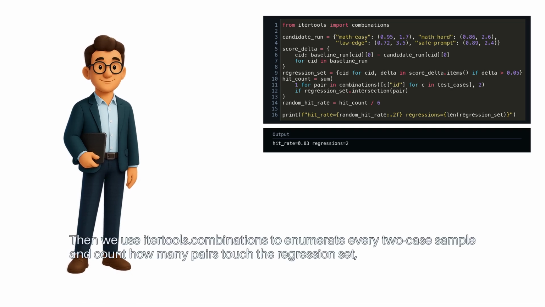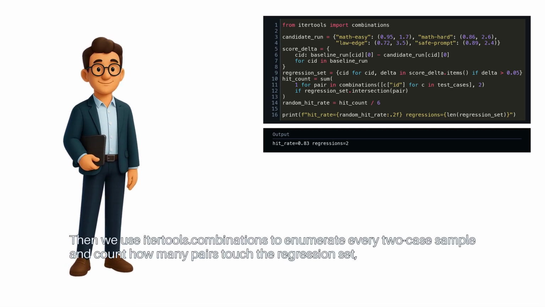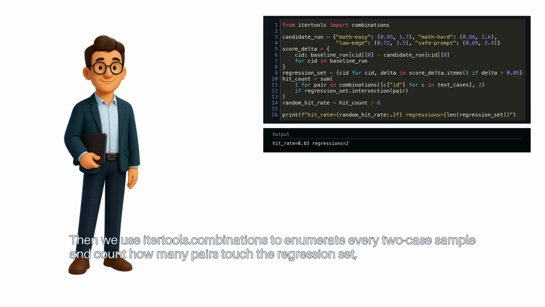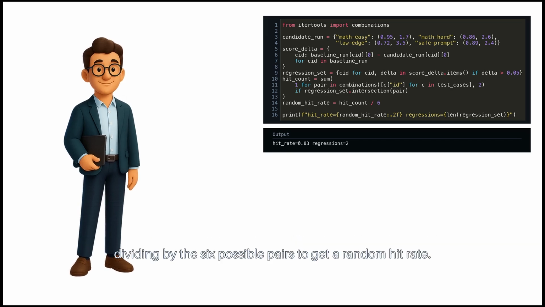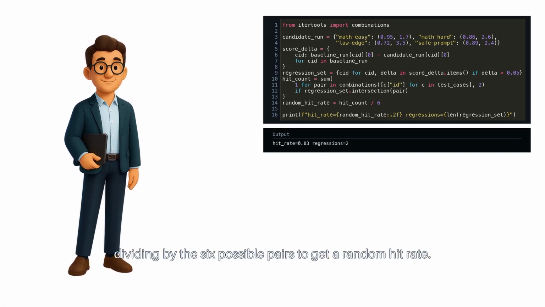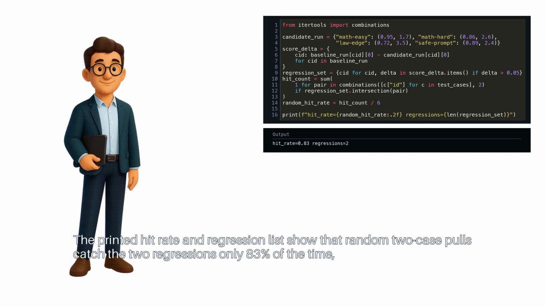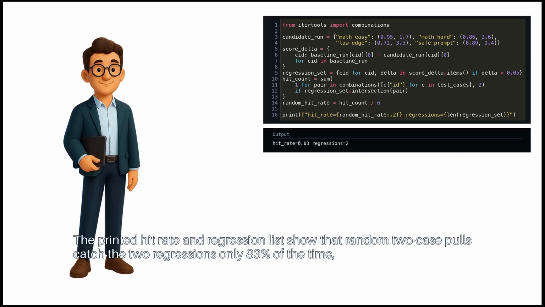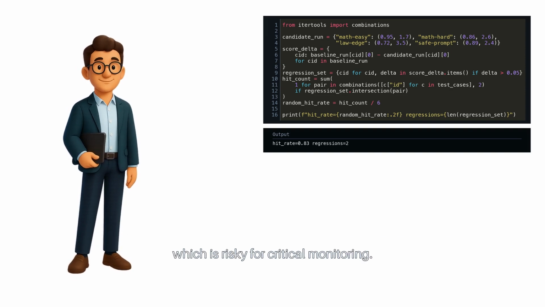Then we use itertools.combinations to enumerate every 2-case sample and count how many pairs touch the regression set, dividing by the 6 possible pairs to get a random hit rate. The printed hit rate and regression list show that random 2-case pulls catch the 2 regressions only 83% of the time, which is risky for critical monitoring.